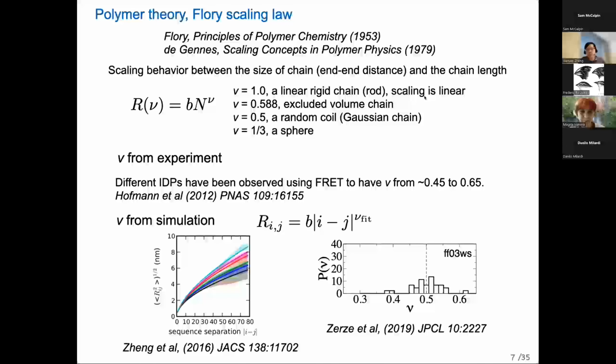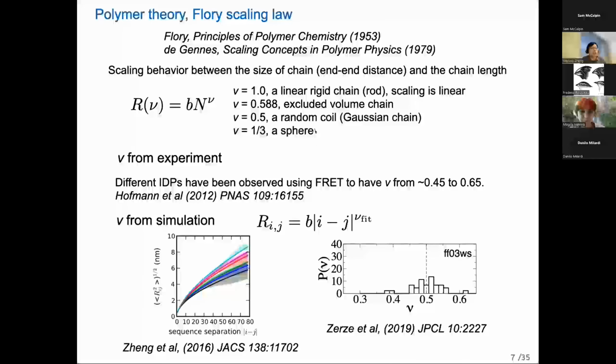So from the experiment, how do people obtain nu? There's a paper from 2012 from Ben Schuler's lab, where they observed 6 different IDPs. For each of them, they can put different FRET pair labeling positions in one specific IDP. They can move the label position and try to fit an equation for each specific IDP. They find that nu is roughly from 0.45 to 0.65 for typical disordered proteins. So there's a very large range of nu for disordered protein, corresponding to close to a random coil up to an excluded volume chain.